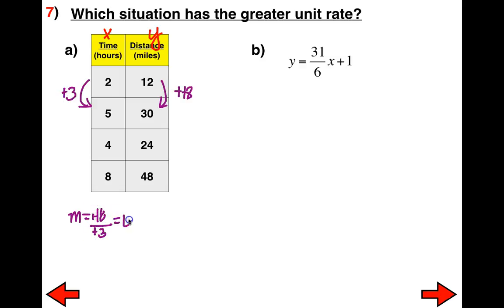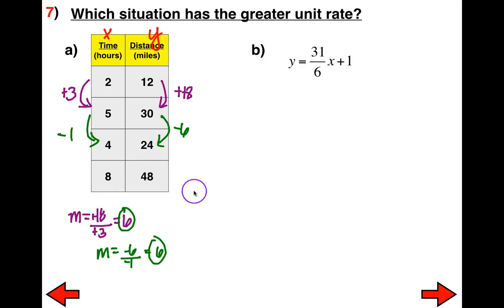So here it's going to be 6, but I got to keep checking them. How did 30 become 24? I had to subtract 6. So it's going to be negative 6 over. How did 5 become 4? Had to subtract 1. Oh, look, this also equals 6. So far, so good. Now, I have to check the last one.